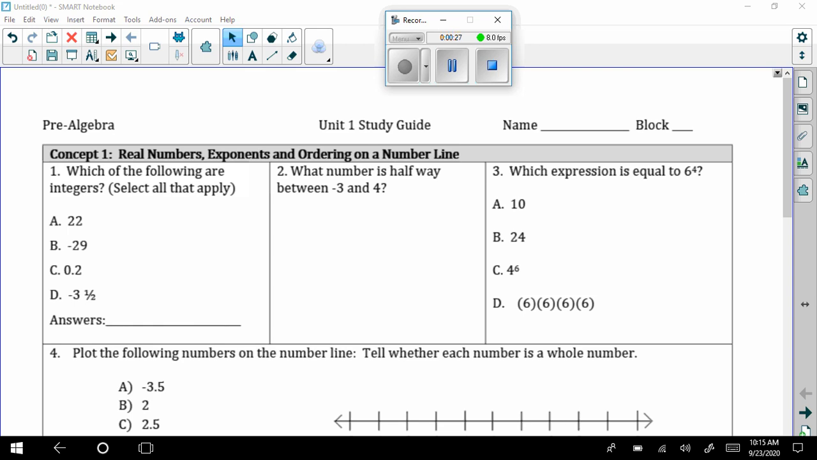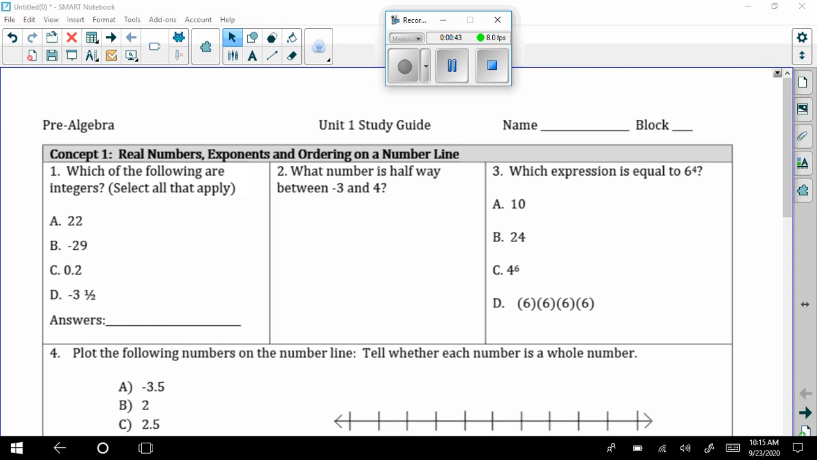So when you are face to face with me is when we will be assessing. If you have questions, you will need to email them to me or Miss Mullen, so we can actually go over those with you. I don't mind Zooming again if you need me to.